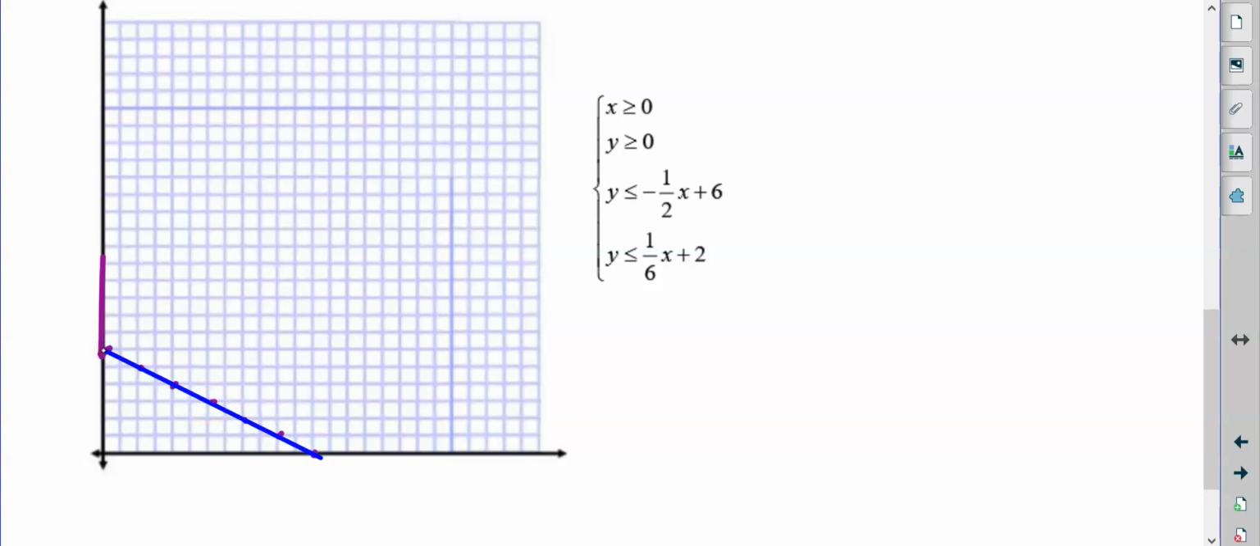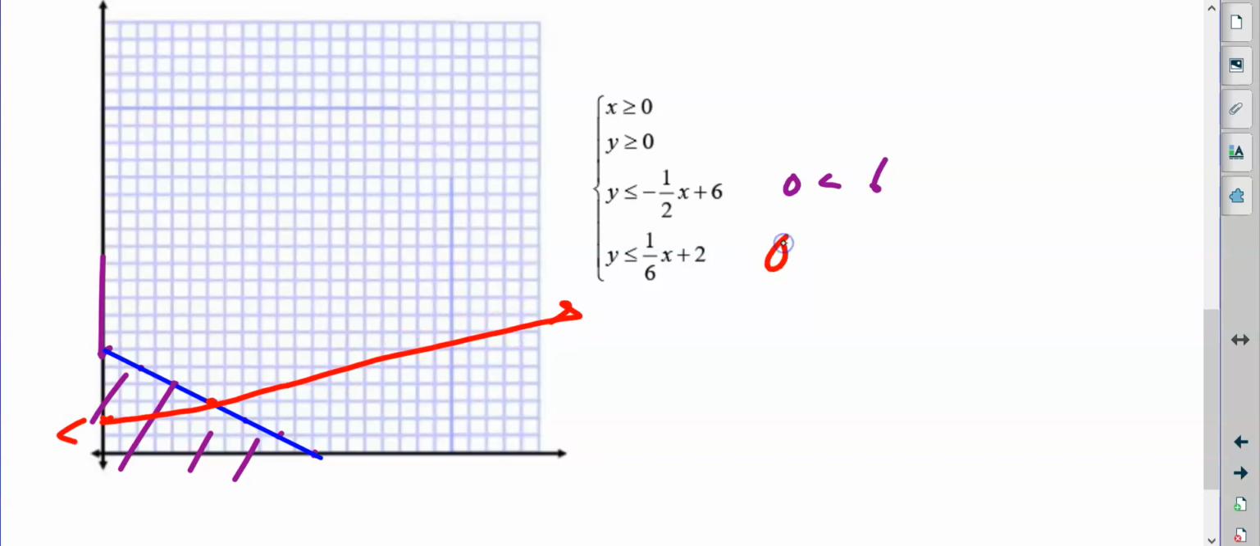Okay, plug in 0, 0. 0 is less than or equal to 6. That's true. Shade underneath. All right, next line. Widers up to 2. Now this one is positive 1/6. So that means up 1, right 6. 1, 2, 3, 4, 5, 6. Oh, that's nice. So that's all we really need. It's not the best line.